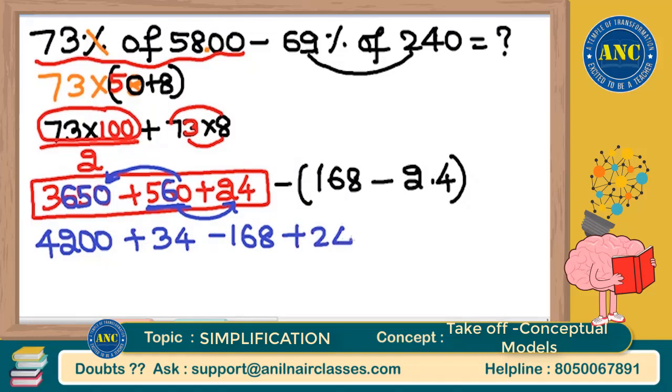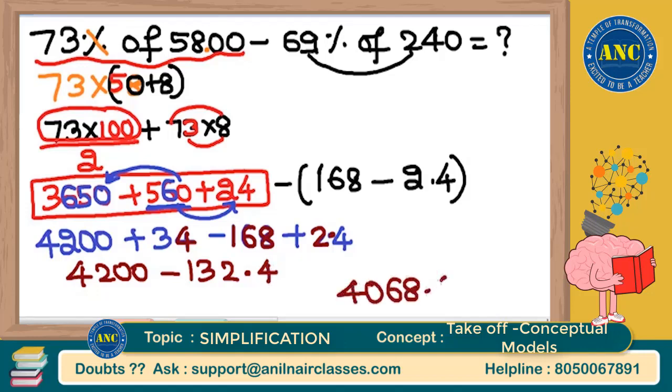Minus 168 plus 24. Sorry, it is not 24, it is 2.4, right? Can I again say like this? Think logically. 34, or probably I can say like this: from 34, I will add 2. It becomes 36. 168, if I remove 36, I will get 132. This 0.4 I will keep as it is. It is 4200 minus 132, and that 0.4 I will write as it is. So your final answer is 4068.4, right? 4068.4.